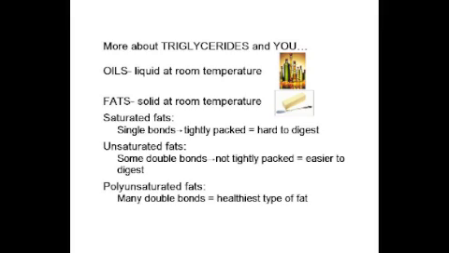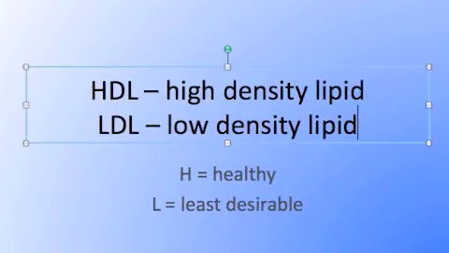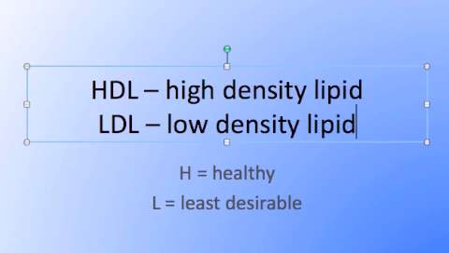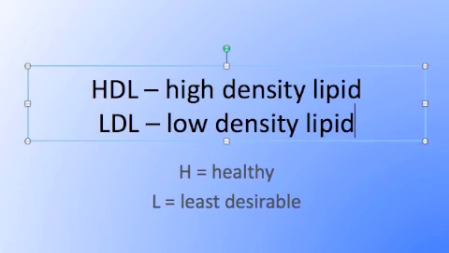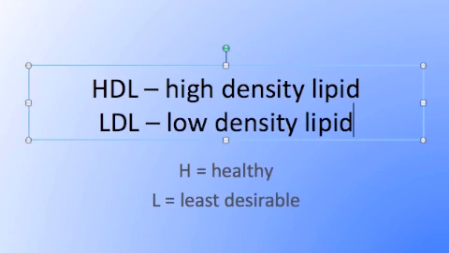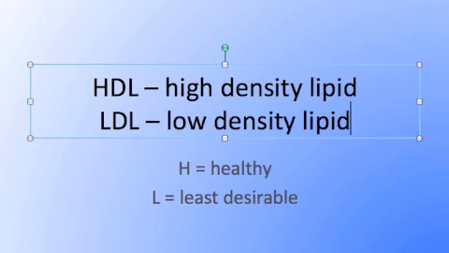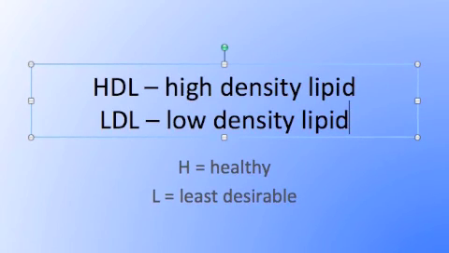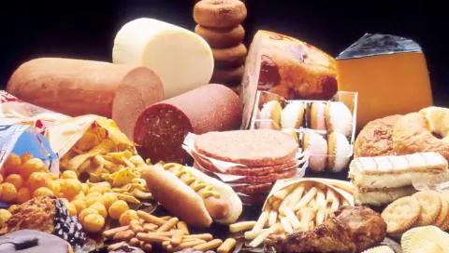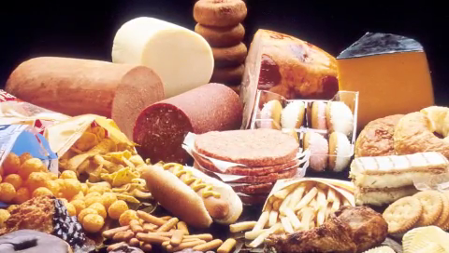Now, you have to remember, everything has lipids in, even vegetable oils. Vegetable oil means you're getting the oil from the vegetable itself. When you're looking at these, they have HDL, LDL, high density lipid, low density lipid. The H, I remember it as healthy. H is healthy and L is the least desirable. When you're talking about cholesterols, that's what you need to remember.